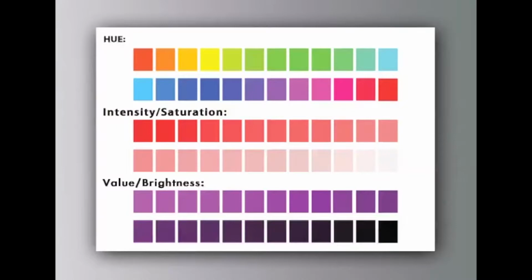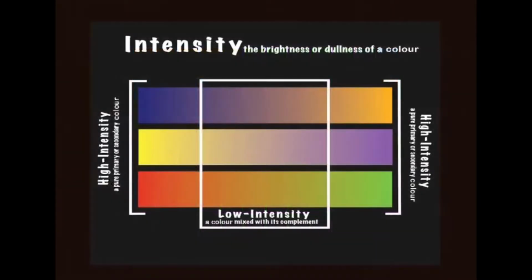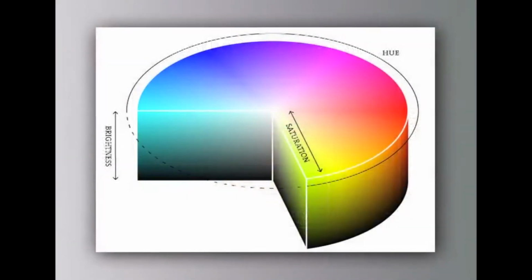The visible spectrum of radiation from an object is the sensation of color. The 3 important properties of color are hue, that is the name of the color, intensity and value. Intensity is the purity, that is the brightness or dullness of the color. Pure red is bright, whereas red mixed with a little green becomes less intense.